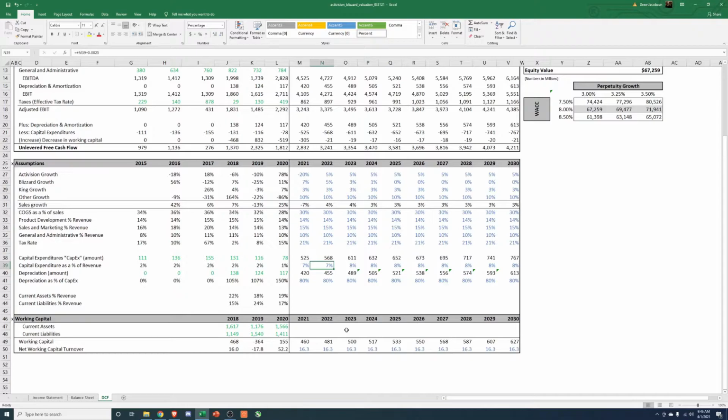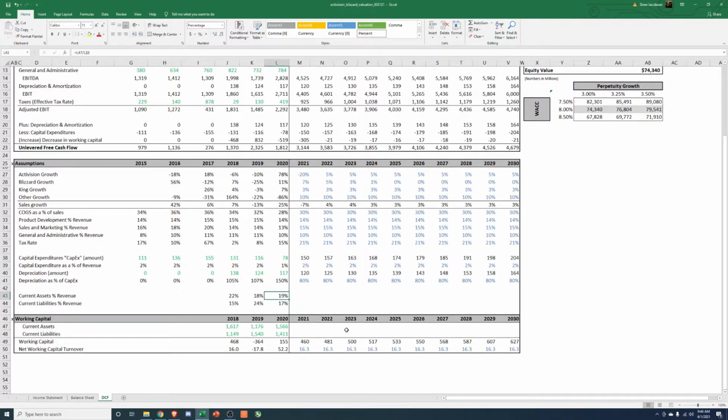CapEx as a percent. I think if they want to continue to grow, it's going to have to be historical at 2% to maintain growth. Depreciation has obviously been over 100% recently. I always set it to 80%. That shows there's growth CapEx in there. So we'll leave it like that.